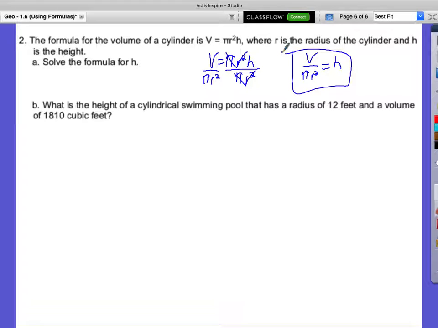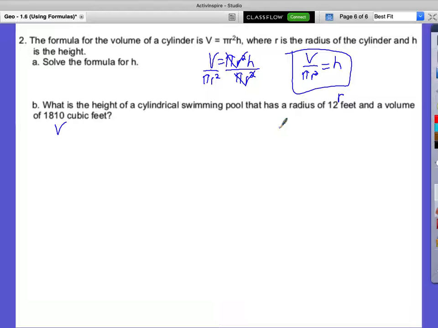Okay, letter B: what is the height of a cylindrical swimming pool, a swimming pool in the shape of a cylinder that has a radius of 12 feet and a volume of 1,810 cubic feet? What variables do we know? The radius is 12 feet, so that's r. Volume, 1,810 cubic feet, what letter is that? V. So we know V and r.